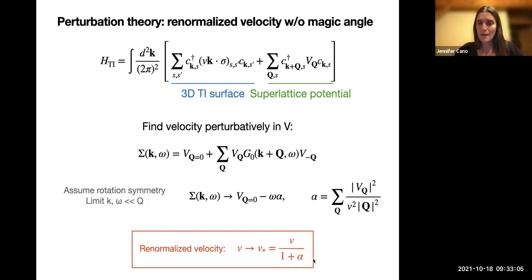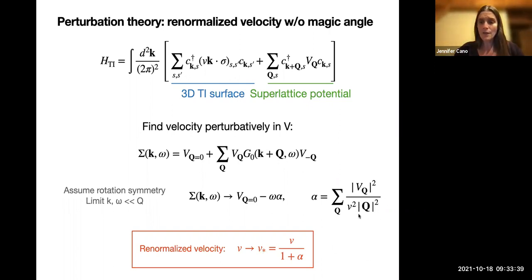1 over 1 plus alpha. So let me just say something about this function alpha here. Alpha has a numerator and a denominator. And the numerator of alpha is the strength of the superlattice potential. So in other words, as we crank up this potential, this term will get bigger, alpha will get bigger, and since it appears in the denominator, the velocity will get smaller. So we can keep cranking up the potential, and this will be one way to decrease the velocity of the Dirac cone, which is what we're after, because the smaller velocity means larger density of states.